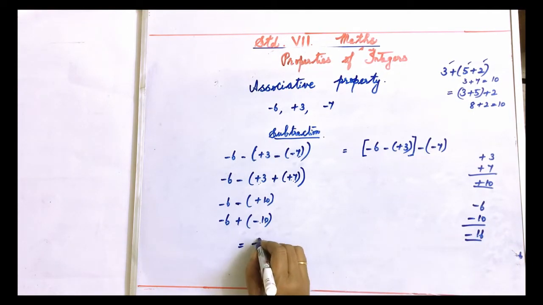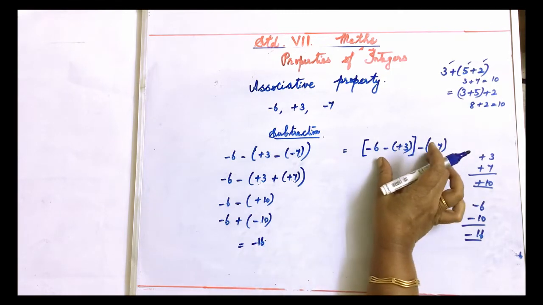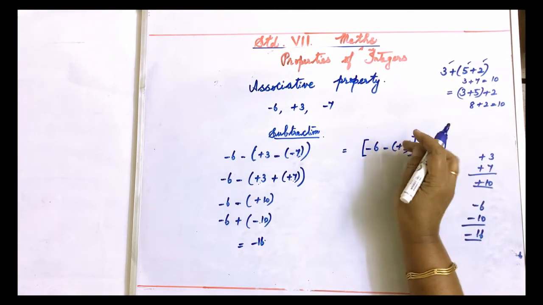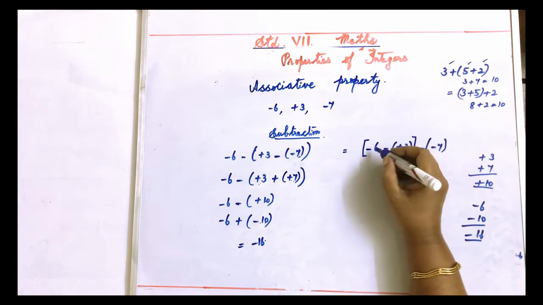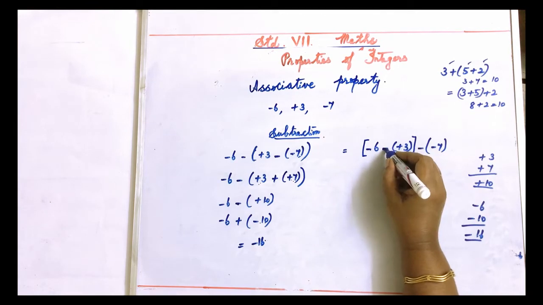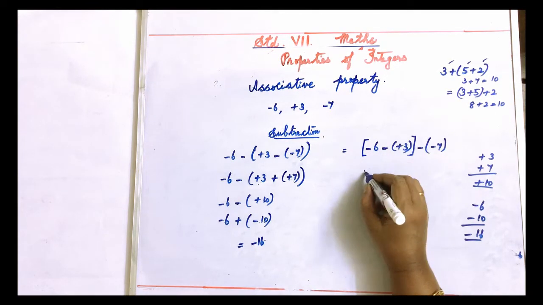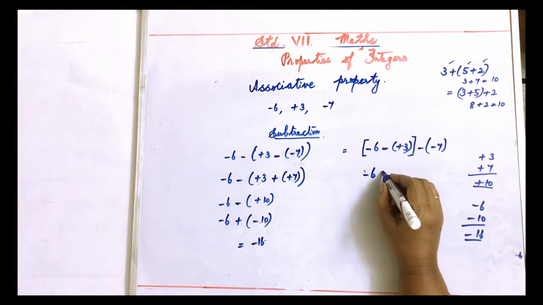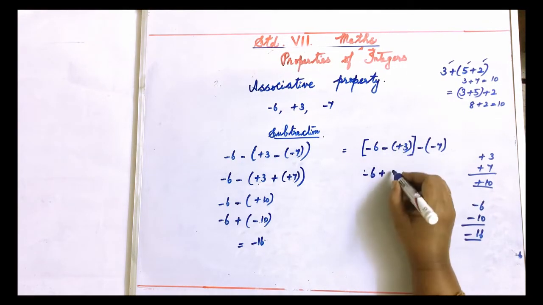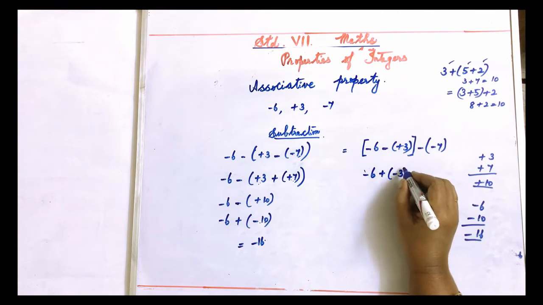Now we will do the operation here. First we should find out the answer for the numbers within the brackets. So minus 6, here we are having minus. Subtraction is equal to adding the additive inverse. So we should rewrite this as minus 6 minus becomes plus. Plus 3 becomes minus 3, the additive inverse of the second integer.